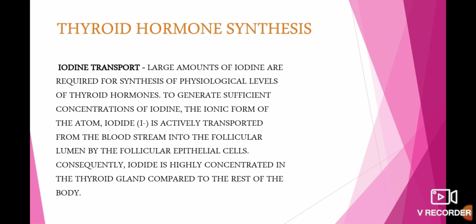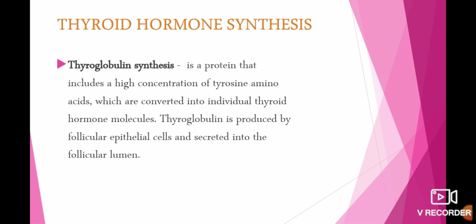Thyroid hormone synthesis: the iodine transport. A large amount of iodine is required for synthesis of physiological levels of thyroid hormones. To generate sufficient concentration of iodine, the ionic form of the atom, iodide, is actively transported from the bloodstream into the follicular lumen by the follicular epithelial cells. Consequently, iodide is highly concentrated in the thyroid gland compared to the rest of the body.